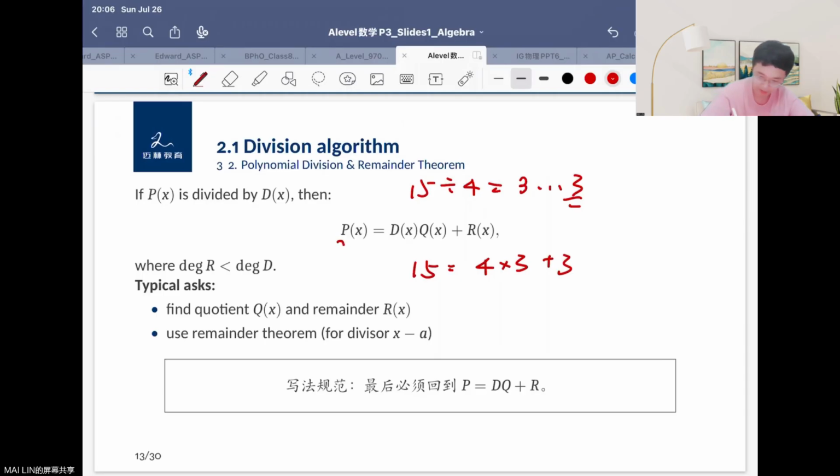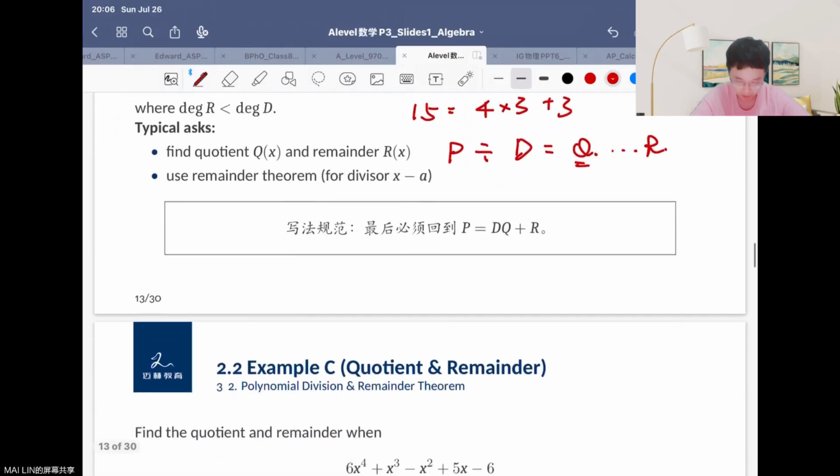And also we have, for example, p(x) equals d(x) times q(x) plus r(x), okay? So you can consider p as a polynomial and we divide it by a divisor, and it leaves the quotient and the remainder, okay? That is how we use this to calculate the remainder, okay?